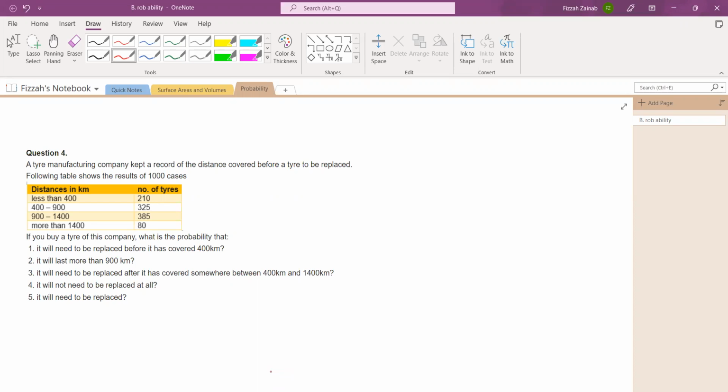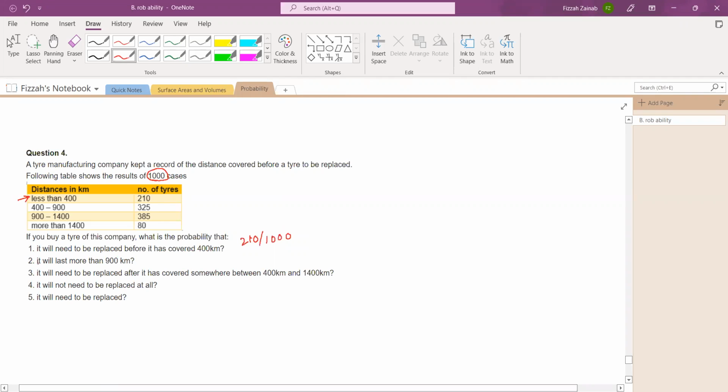Yes, can you tell me what is the answer of the first part? Ma'am, 210 upon 1000. Yes, okay. What are the total number of tires in this case? 1000, right? Yes, ma'am. Now, second, it will need to be replaced before it has covered 400 kilometer. So less than 400, that means this one, right? That means 210. So 210 divided by 1000.